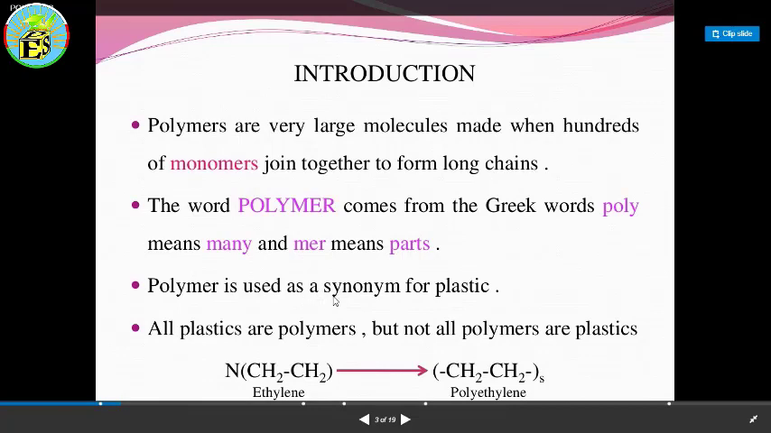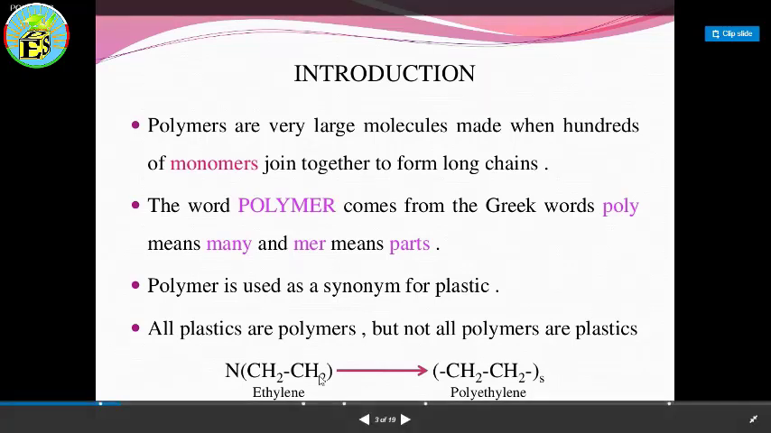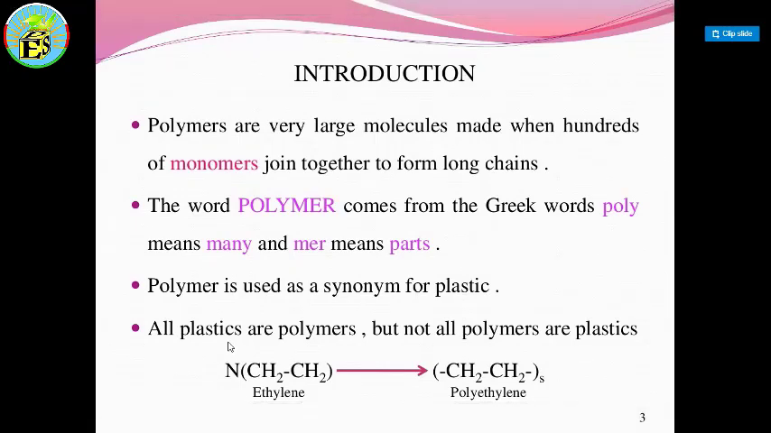Polymer is used as a synonym for plastic. Synonym means another name of the plastic is polymer. So all plastics are actually polymers. Small units are joined together to make a big unit called a polymer. So here, if you can see, all plastics are polymers, but not all polymers are plastic. Maybe they are something else.